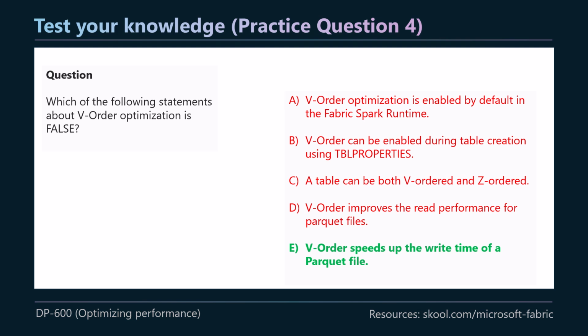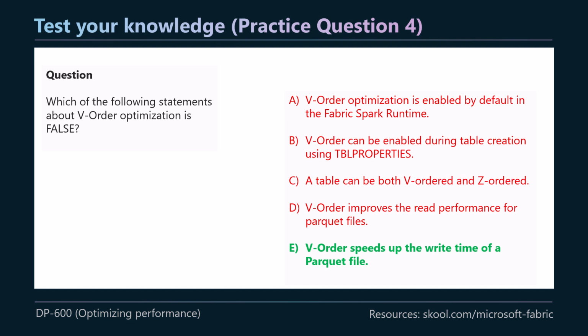The question asked which of the following statements is false, and so E is actually false. V-order does not speed up the write time. It actually increases the write time of a Parquet file. The benefit of V-ordering comes in the read performance, right? That's why we do it. It takes a bit longer to write these files, but it massively improves the read performance across any of the engines that you might want to use it in Fabric.